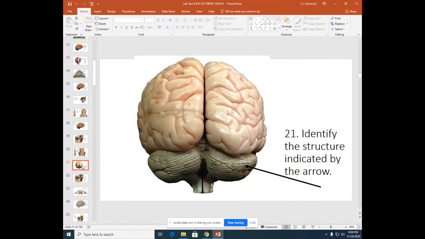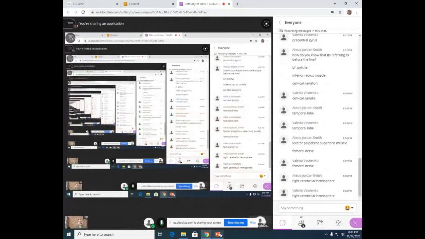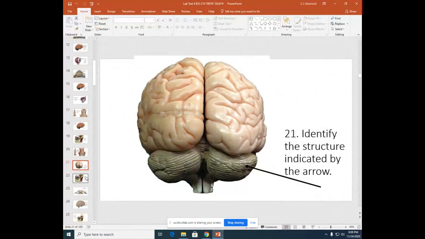Now we're on the back of the brain. Identify the structure indicated by the arrow on the back side of the brain. What are we thinking? Yeah, right cerebellar hemisphere. What do we got at home? Right cerebellar hemisphere. Very good.